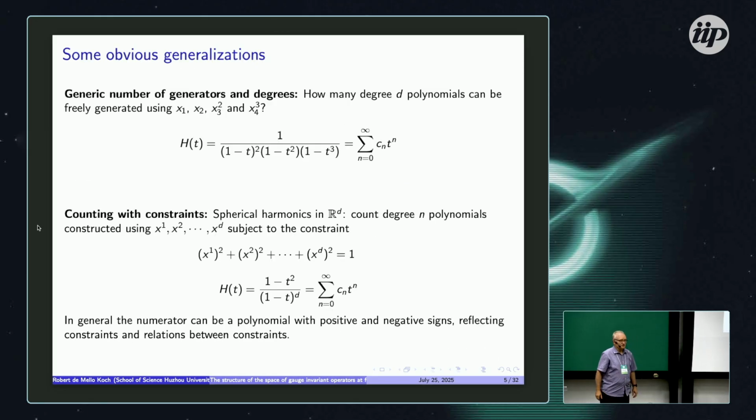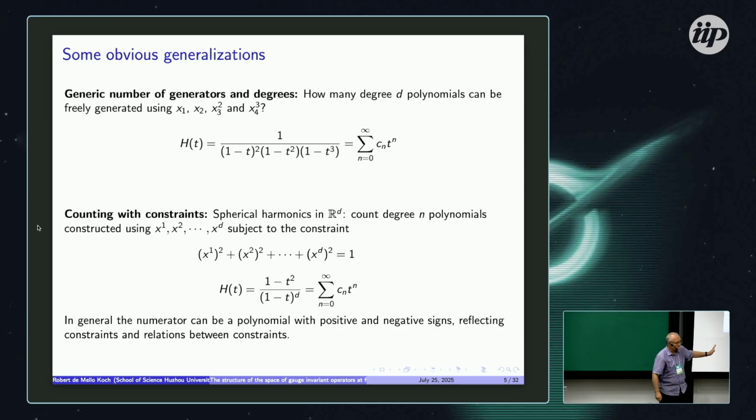So now let's count polynomials generated by x1, x2, x3 squared, x4 cubed. So I've got 4 generators, and they've got different degrees. I've got 2 generators of degree 1, so I've got a 1 minus t squared. I've got a single generator of degree 2, so I've got a 1 minus t squared. And a single generator of degree 3, so 1 minus t cubed. So again, a factor in the denominator for each of my generators. And arguing exactly as I did on the first slide, if I make a power series expansion, the coefficient c_n of t to the n counts how many degree n polynomials I have.